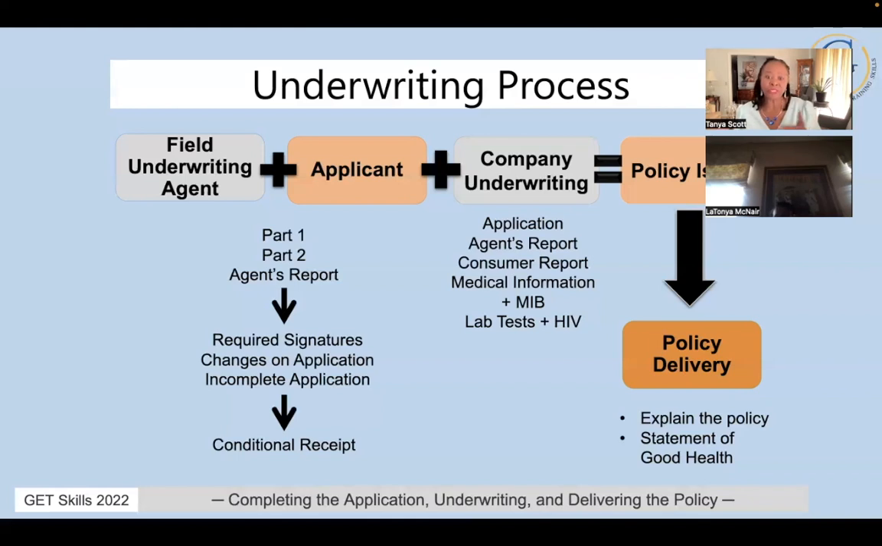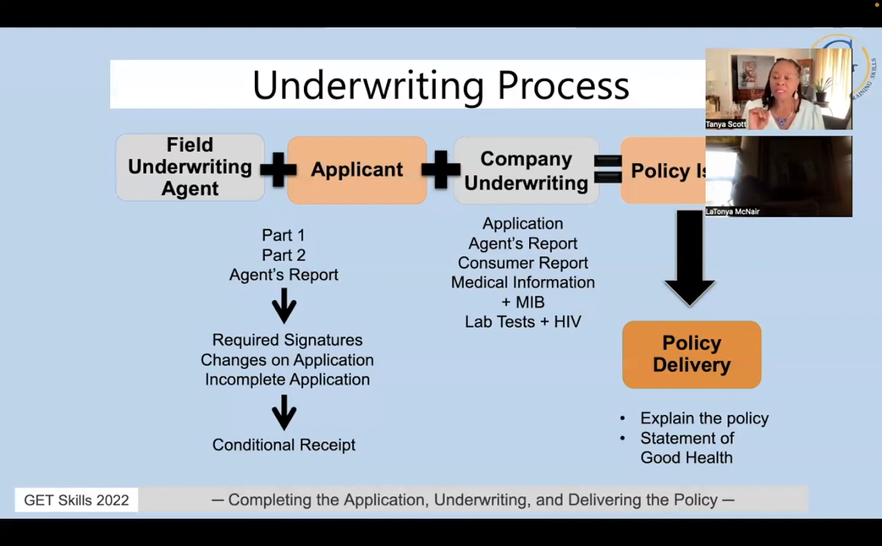The insured is the person that is getting the insurance. That's who the insurance is on, the insured. And the insurer is the insurance company. So here in completing the application, they may ask us about the duties of the field underwriter. What are their responsibilities and what do they have to do?